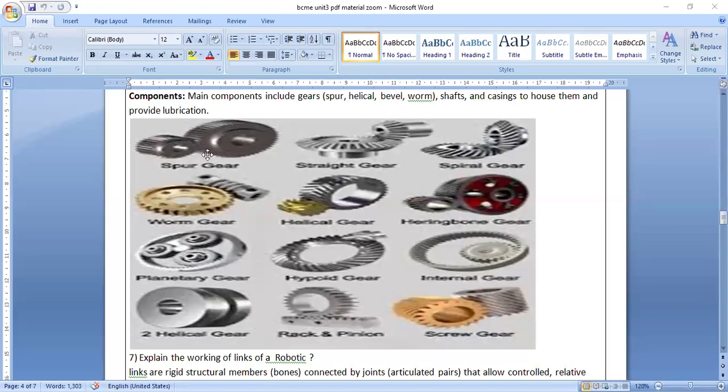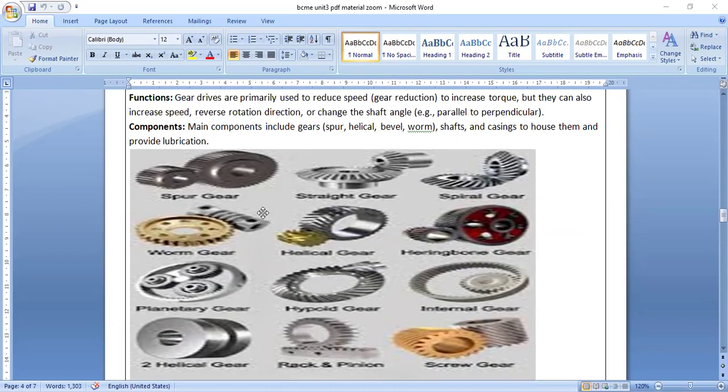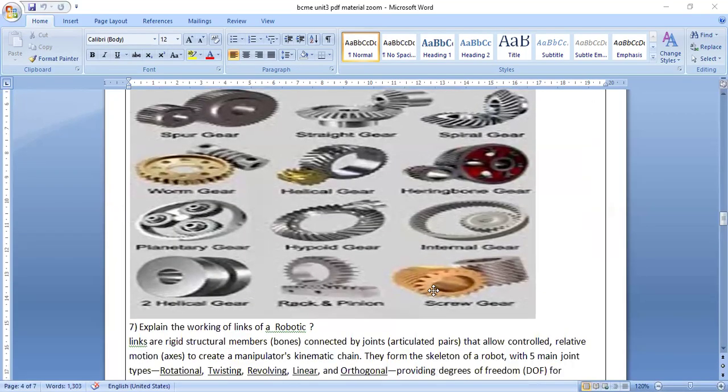You can see spur gear, straight gear, spiral gear, worm gear, helical gear. Different gears are here. You can see planetary gears and helical gears. These are directly meshed. One is in the vertical direction, one is in the horizontal direction. We make use of these for different purposes, but spur gears are commonly used. He had given an example also, spur and helical only. These are commonly used here.